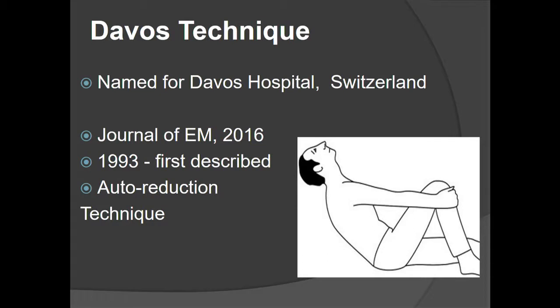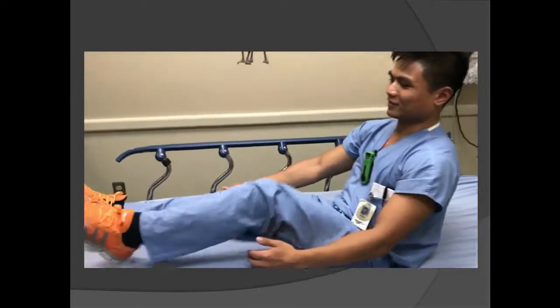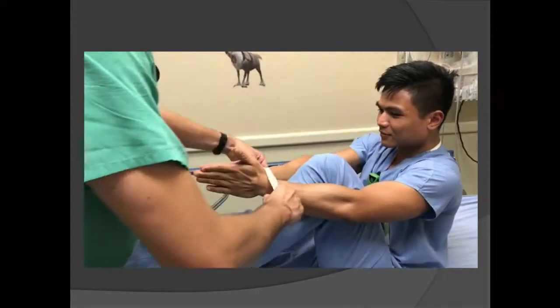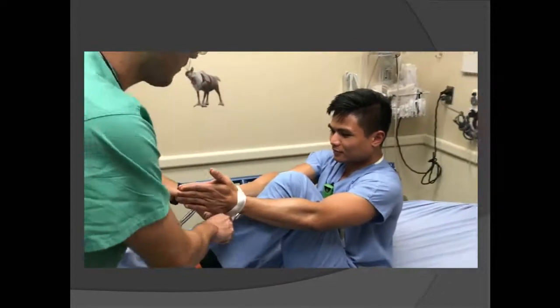This was published originally in 1993, and when it was first described, no one really did anything about it. Then it got republished again in the Journal of Emergency Medicine in 2016, and now it's kind of taking traction. So what you do is the ipsilateral knee. You've got to be able to bend their knee all the way up, and you're going to put their hands together, and you're taping their wrists together.